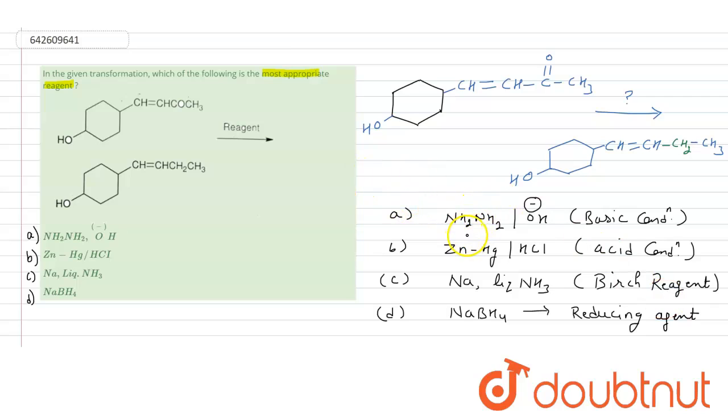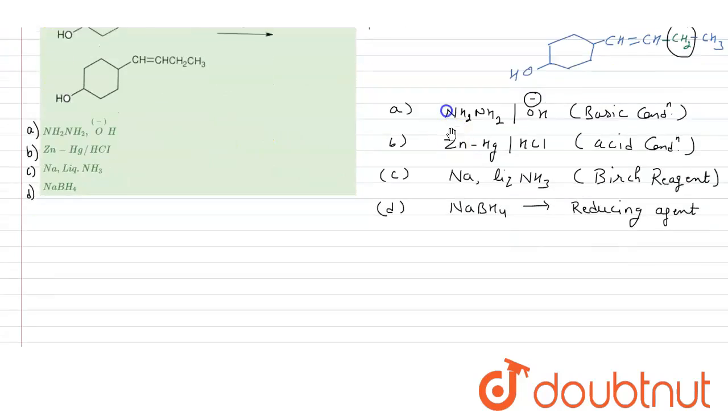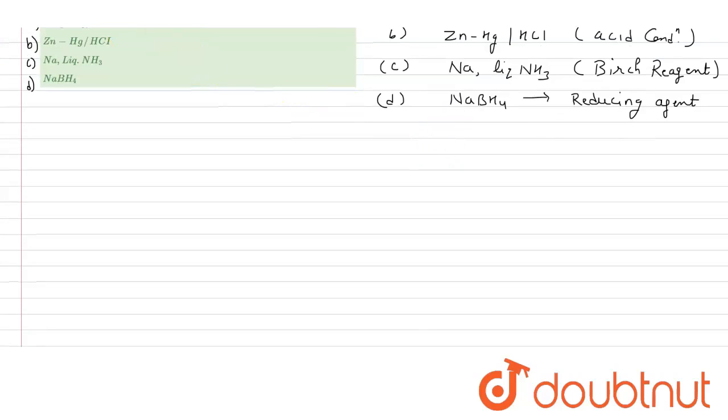The function of this reagent is, but we have to convert this group, this CO group, which is a ketone group, into a CH2 group. So we know that NaBH4, if I talk about option D, converts C double bond O into COH.